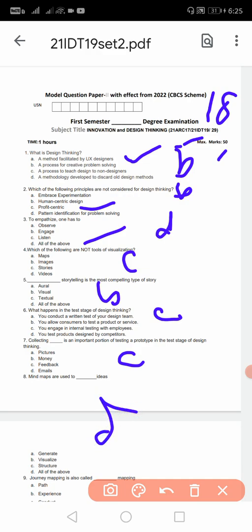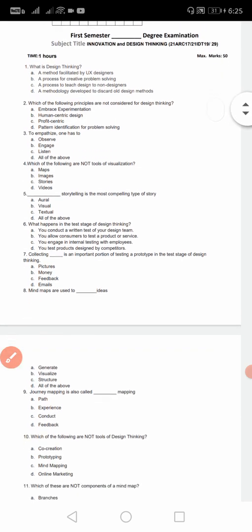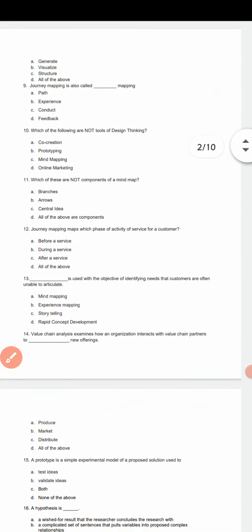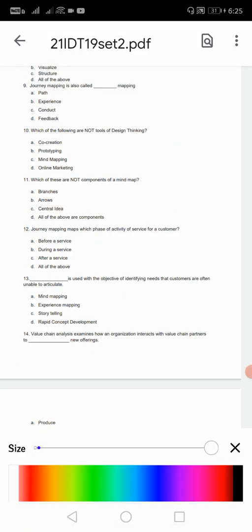Okay, for 9th, we will see the 9th one now. Journey mapping is also called dash type of mapping. So journey mapping, that is the 9th question. The answer is B, that is experience mapping. Next, for the 10th question, which of the following is not a tool of design thinking? Co-creation, prototyping, mind mapping, online marketing. For the 10th, the answer is D. Online marketing is not the tool.